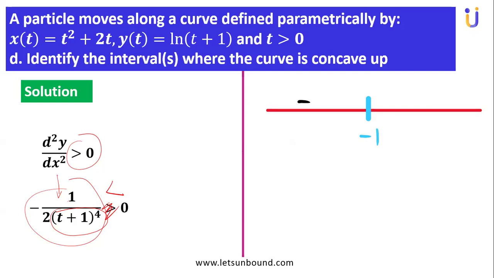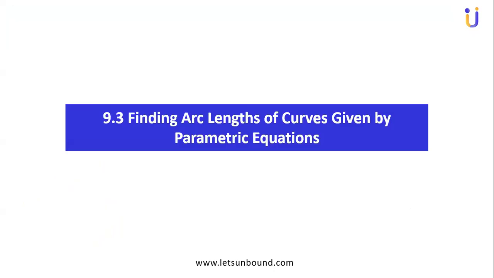Okay. So you can even use a sign diagram, but it clearly states. Sign diagram means you plot the critical points and check the sign. Throughout you will get minus, which means the curve is never concave up. It's always concave down. And now, the next part. That is simple. The first two parts covered the basic definition of parametric equations, how to differentiate them and how to twice differentiate them. Now, finding the arc length of the curve given by parametric equations.